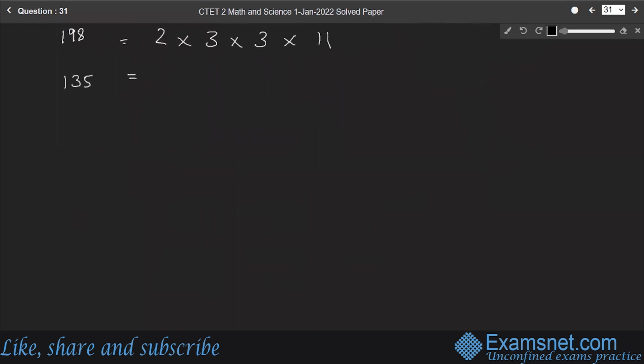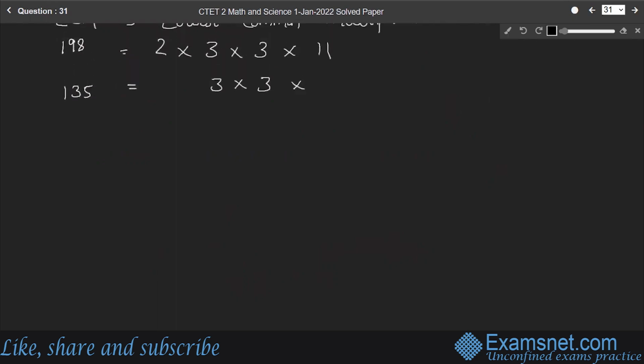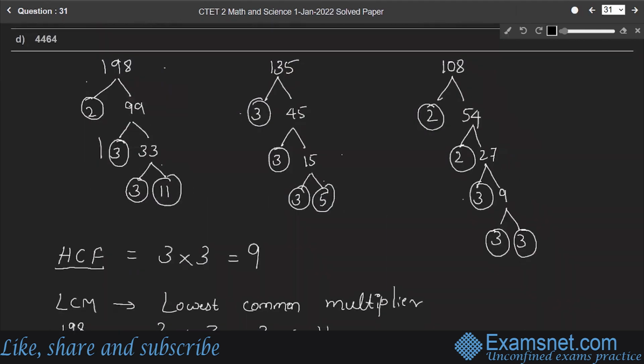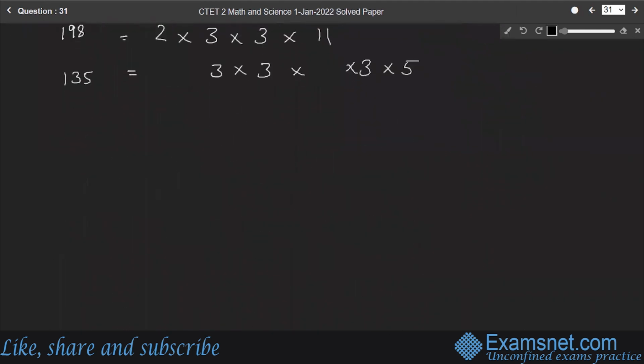In 3 into 3 into 3 into 5, there are three 3s. I can write one more 3 here and the 5 is separate. Next is 108, 2 into 2 into 3 into 3 into 3. So 108 factors are 2 into one more 2 I can write here at last, then 3 into 3 into 3.